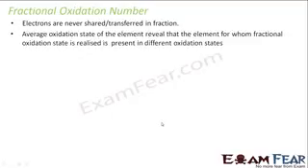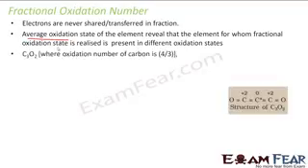Fractional oxidation number comes when you talk about the average oxidation state. So average oxidation state sometimes gives you a fraction value. We'll take some examples. For example, in C3O2, if you try to find the oxidation state of carbon, oxygen will be -2, and we'll apply the same principle.